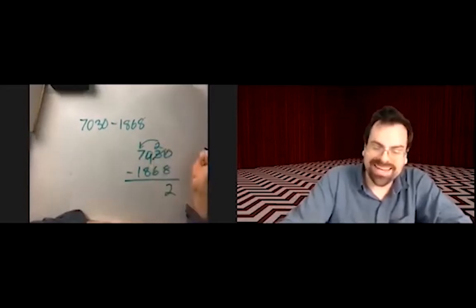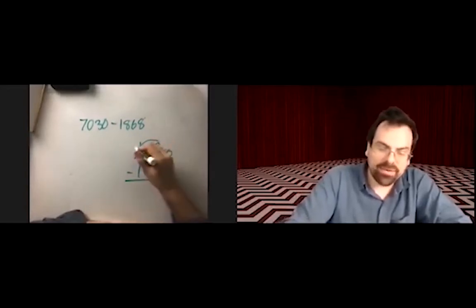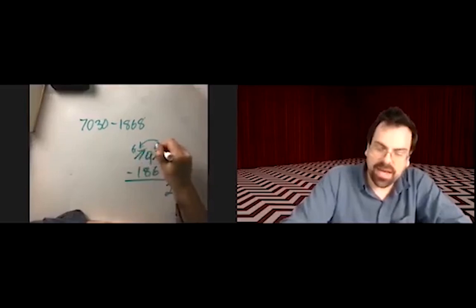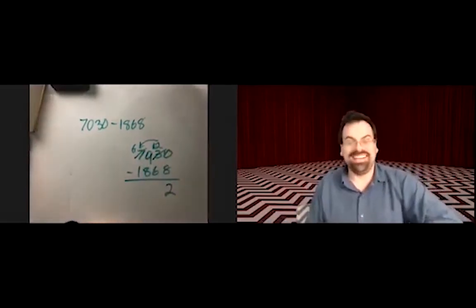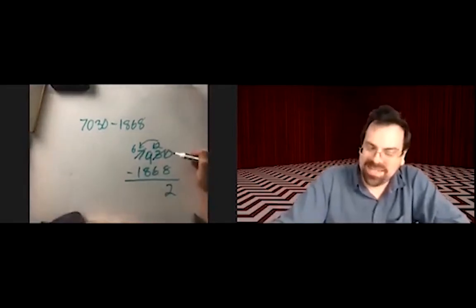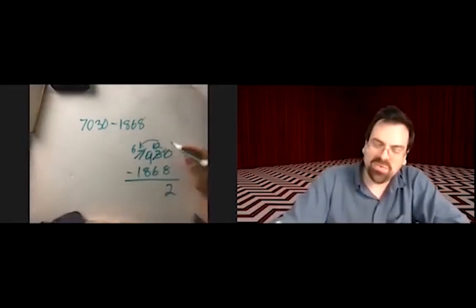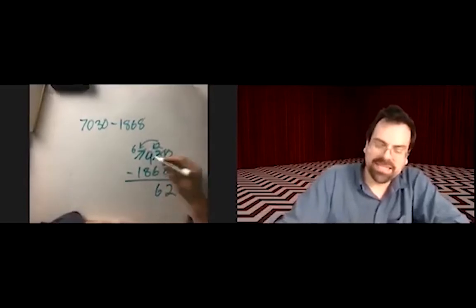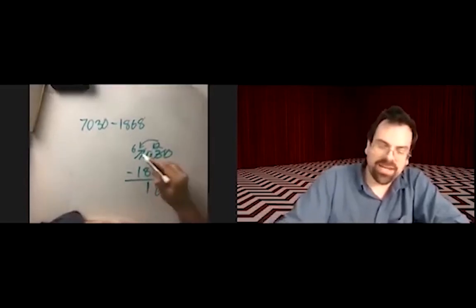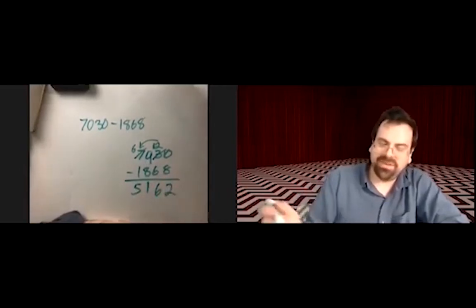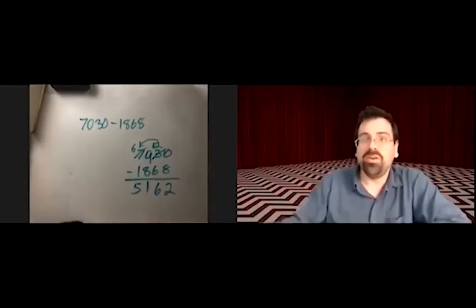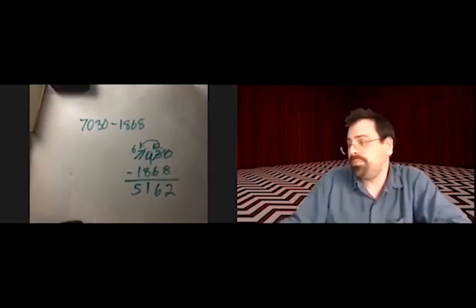That 0 becomes a 9. The 7 will come down to a 6. And now we've turned our 2 into a 12. Subtraction, right? So we did 10 minus 8 is 2. Now we have 12 minus 6 is 6. 9 minus 8 is 1. And 6 minus 1 is 5. 5,162.